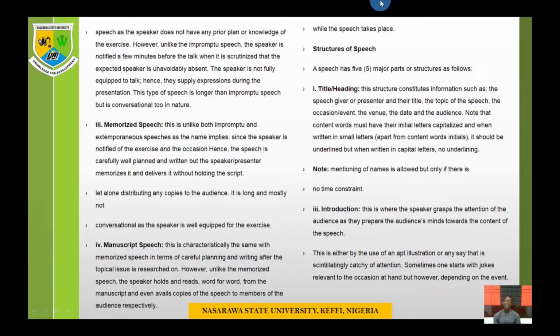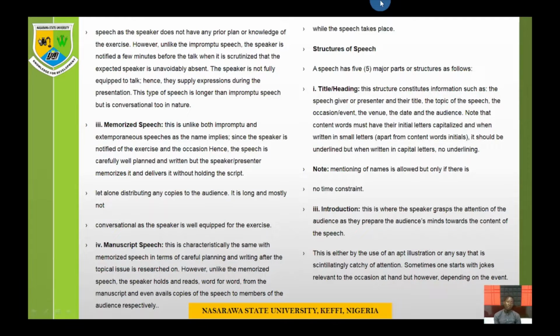The next type is memorized speech. This is unlike both impromptu and extemporaneous speeches, as the name implies, since the speaker is notified of the exercise and the occasion. Hence, the speech is carefully and well planned and even written, but the speaker or presenter memorizes it. He or she memorizes the speech and delivers it without holding any script, let alone distributing any copies to the audience. It is long and mostly not conversational, as the speaker is well equipped for the exercise.